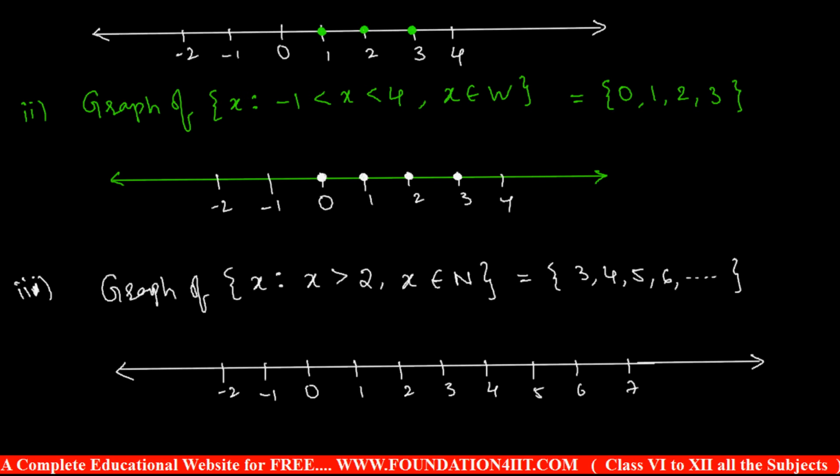So we can darken the circles that are present, that is, on 3. On 3 you keep one dot, then 4. Between 3 and 4 there are so many numbers, 3.1, 3.2, but these are not natural numbers. That's why I am circling only 3, 4, 5, 6, 7.